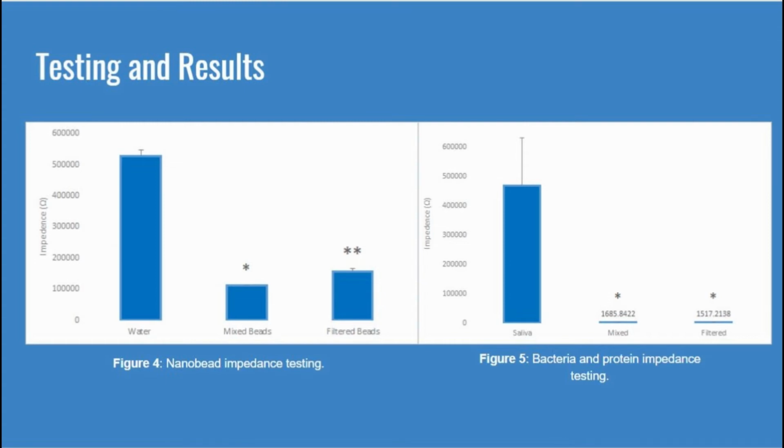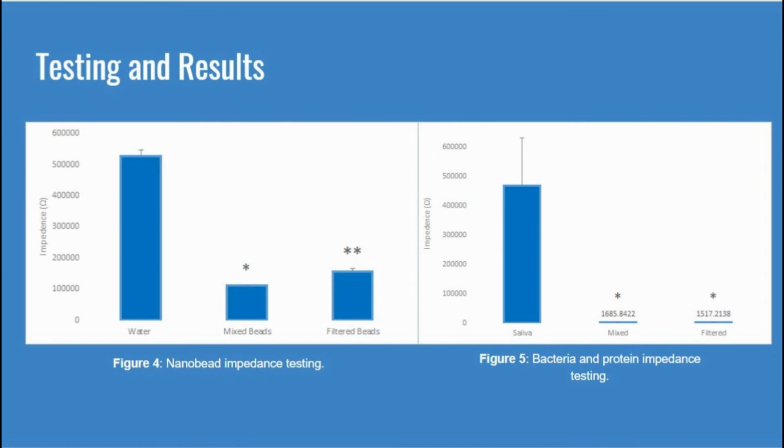The other test was bacteria and protein impedance testing, and that was to determine if the impedance tester was accurate enough to determine if the protein was different enough from the saliva so that we could get an accurate reading. So we mixed bacteria and protein, and we found that the filtered was different from the saliva.